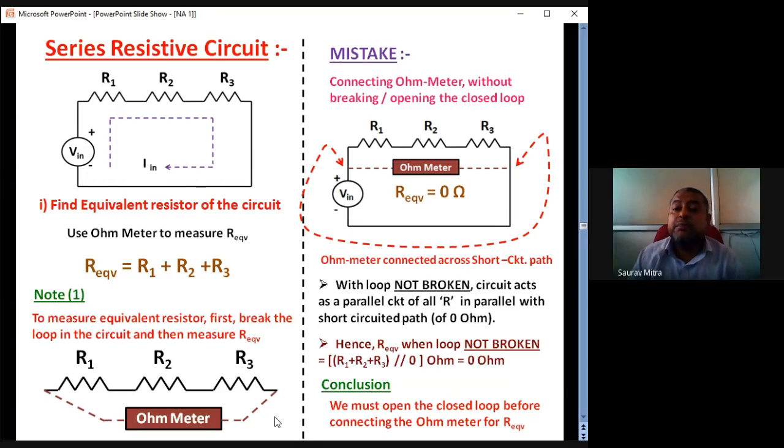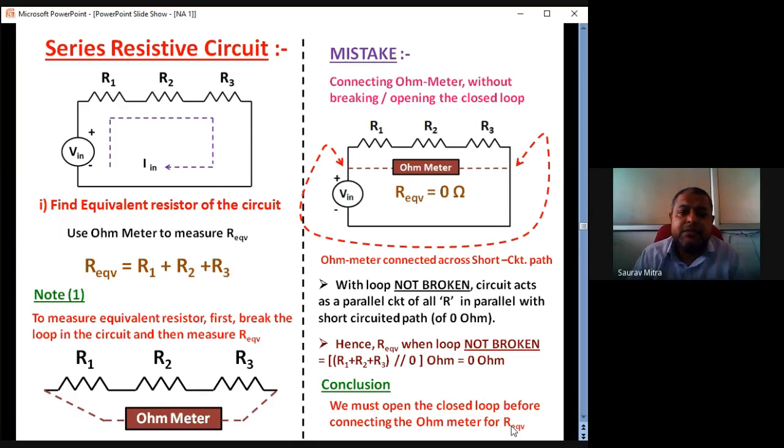So there is a very big mistake that students are making. They don't know exactly how to, or they cannot understand how to measure equivalent resistance. So first thing, while measuring the equivalent resistance, remove the shorted path across the resistance and then measure what is the equivalent resistance. So there's a conclusion. First conclusion, we must open the closed loop before connecting the ohm meter for R equivalent.